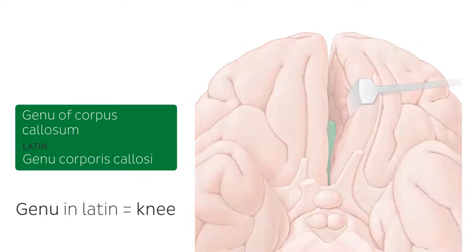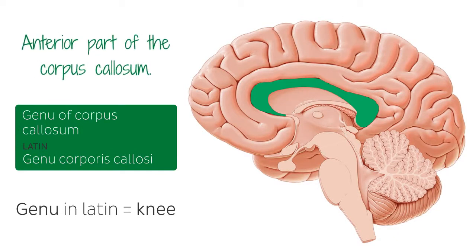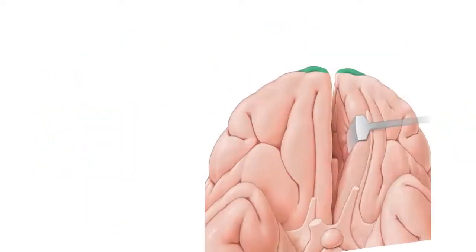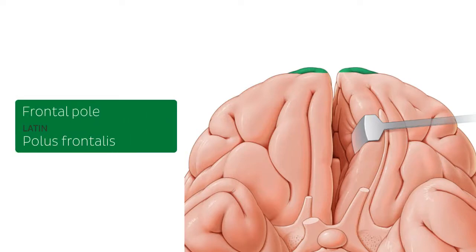The genu is the anterior part of the corpus callosum, which you can now see here from this mid-sagittal section of the brain. This is the corpus callosum, and this is where you should find the genu of the corpus callosum. Next, let's take a look at the most anterior lobe of the brain, which is the frontal lobe. And we're highlighting this structure which is known as the frontal pole.